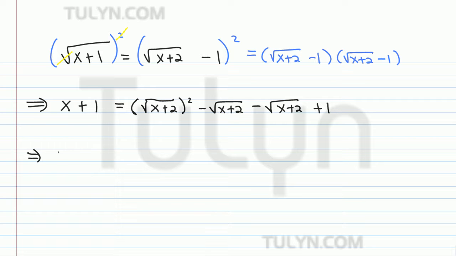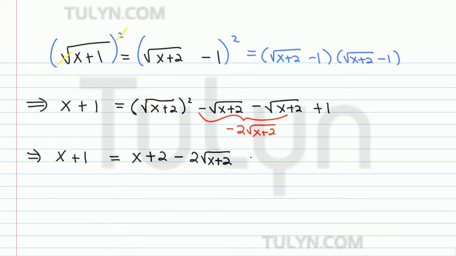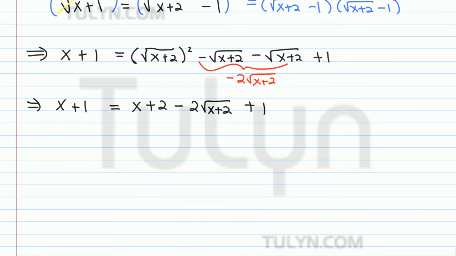So simplifying further, we're going to leave the left side of the equation alone. The first term, square root of x plus 2 squared, is just going to become x plus 2, just like it did at the very beginning. These two terms are like terms, so when they combine, you're going to get minus 2 times square root of x plus 2. And then we have a plus 1 back here. So simplifying further, we're just going to add that 2 and 1 and make it another line. So we get x plus 1 is equal to x plus 3 minus 2 times square root of x plus 2.